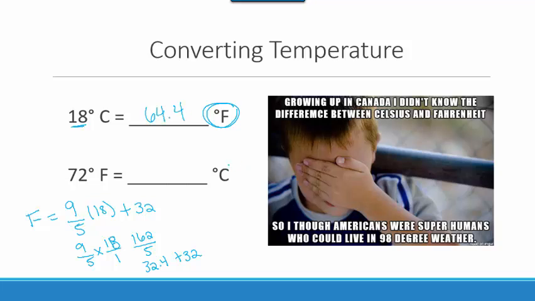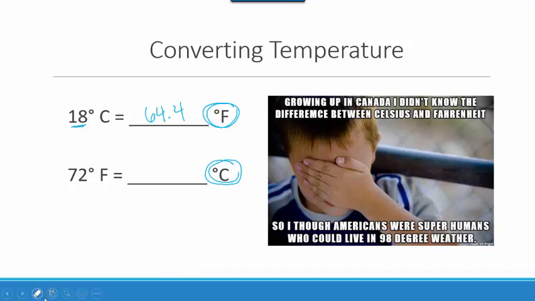Now let's look at one going the opposite direction. So this time I want to use my formula that starts off with C equals. So we'll erase this one here. Now in this formula, you've got C is equal to 5/9 times your Fahrenheit. So let me get my pen back. So C equals 5/9 times your Fahrenheit temperature, which is 72 degrees, minus 32.